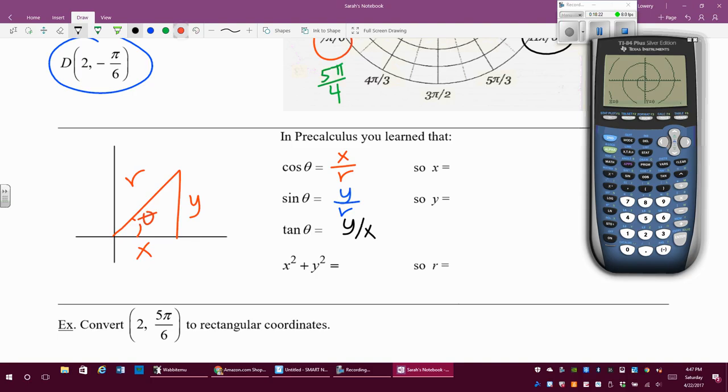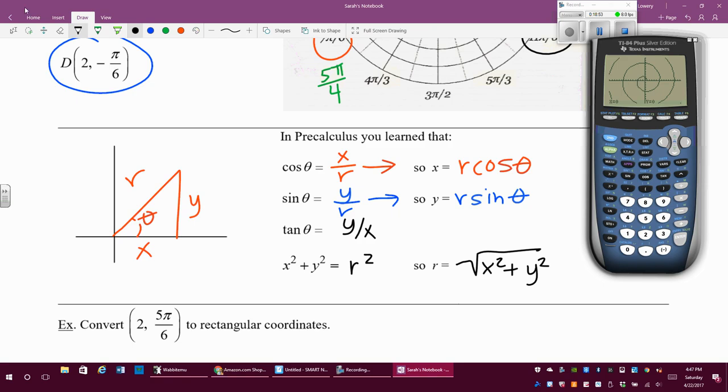So now taking this information, if I solve this for x, I know that x is equal to r cosine theta. And y is equal to r sine theta. And I can take this x squared plus y squared and say that's equal to r squared by the Pythagorean theorem. So r is the square root of x squared plus y squared.